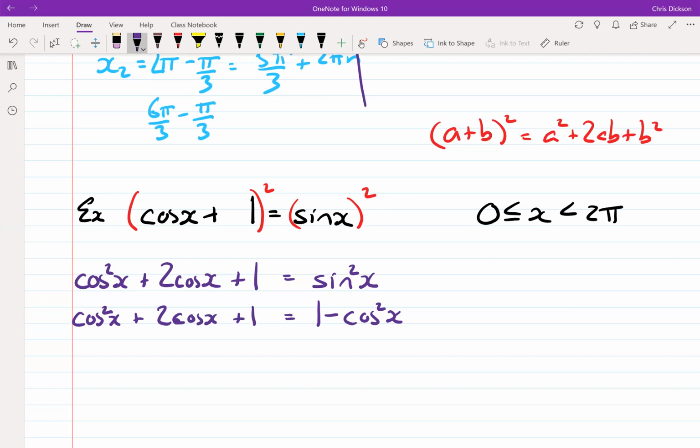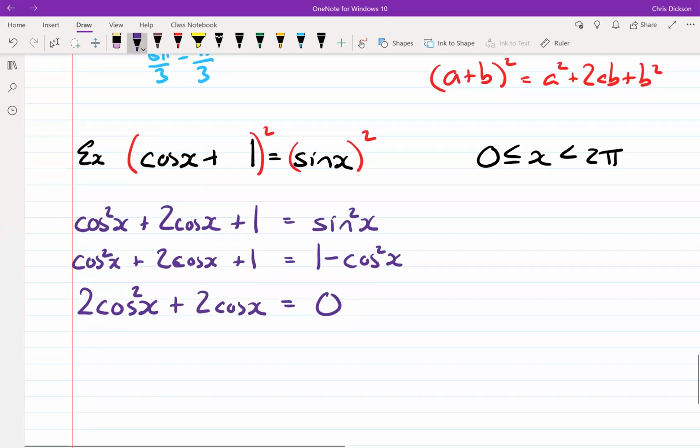Let's move everything to the left-hand side now. So if I do that, I'm going to get 2 cos squared x plus 2 cos x. And then I'm going to bring over the other number, so I'm going to be subtracting 1. So the 1's cancel for me, that's nice, so I get 0 here. So why not, let's factor this thing. Let's factor a 2 out and also a cos x, and that would leave me with a cos x plus 1 inside the brackets.